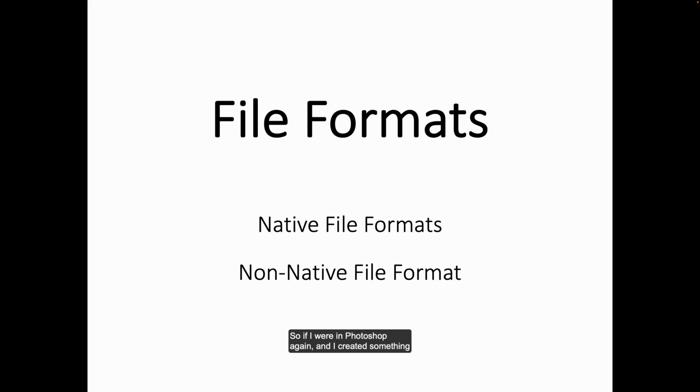So if I were in Photoshop again, and I created something, an image in Photoshop, and I saved it as a JPEG, because JPEGs I know are more flexible, and I can open it in multiple programs, I can use it in multiple places. So what I just did is I made a non-native file format when I made the JPEG.